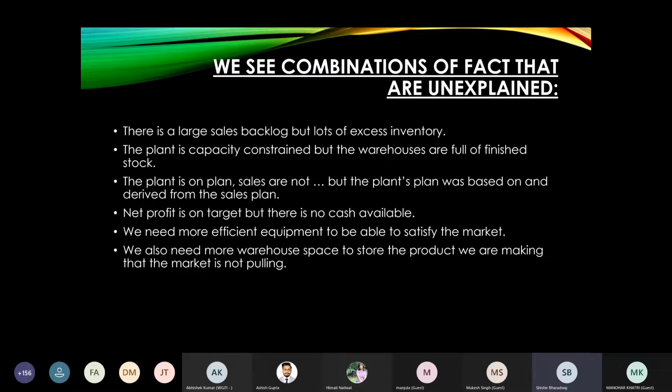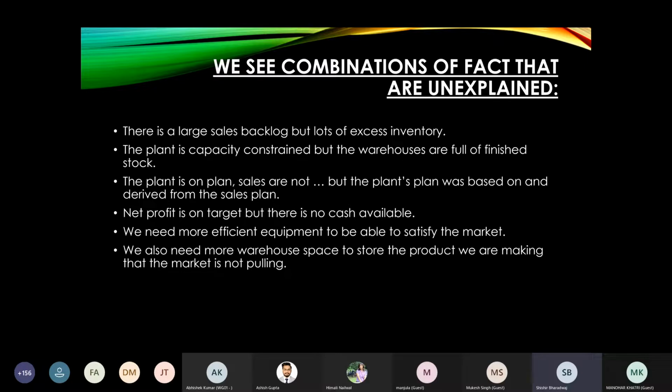Now we see a combination of these facts in our organization, and most of it goes unexplained. What are these? There's a large sales backlog, but lots of excess inventory. We know how many orders are late. People are always having meetings, sales meetings or dispatch meetings. And still they have excess inventory lying in their finished goods store. The plant capacity is constrained, but warehouses are full of finished goods. We're talking about there's a capacity constraint, sir. There's too much demand, but still the warehouses are full of finished stock.